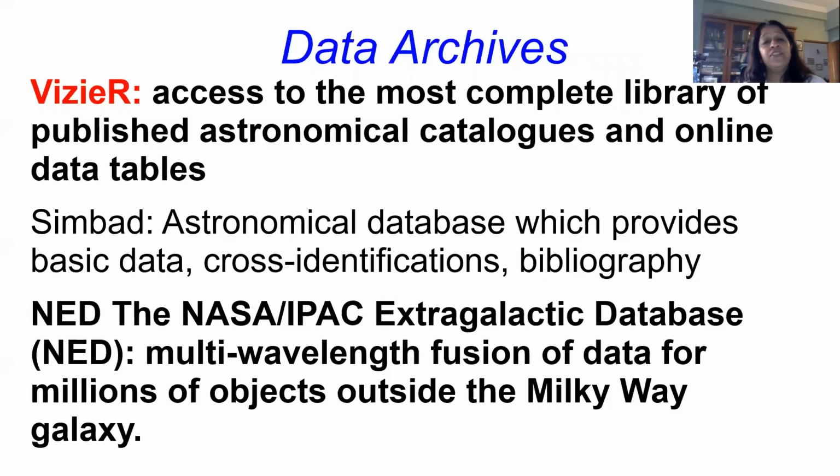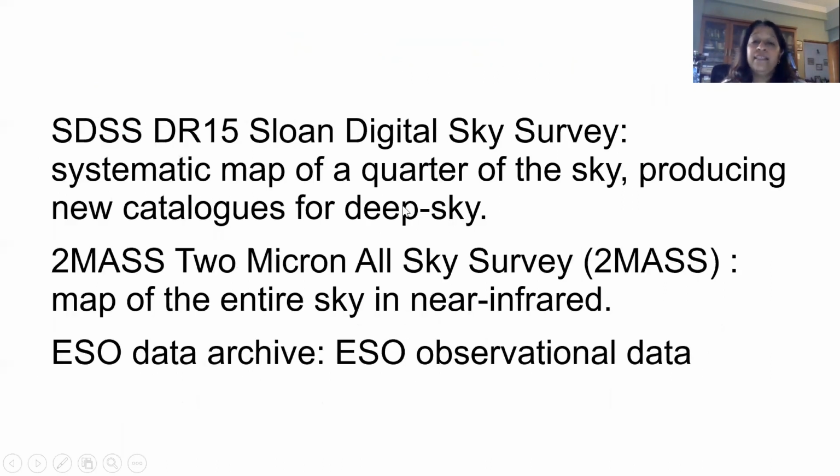The other one which I've mentioned here is SIMBAD. SIMBAD is an astronomical database which gives you basic data, cross identifications, bibliography. For example, you have a certain object, you want to know who else published articles about it. There is NED, the NASA IPAC Extragalactic Database, for multivariate fusion of data for extragalactic objects. There is the Sloan Digital Sky Survey, which already has its data release 15, where you have a systematic map of a quarter of the sky, producing new catalogs for the deep sky. There was the 2MASS survey, which was a map of the entire sky in the near infrared.